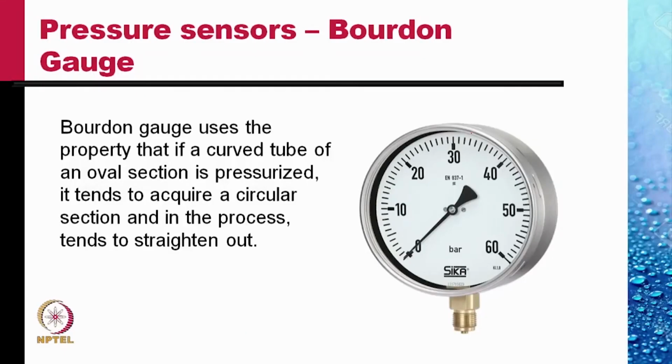Bourdon gauge is a gauge that is used to measure the pressure most commonly. It uses the property that if a curved tube of an oval section is pressurized, it tends to acquire a circular section and in the process it straightens out.